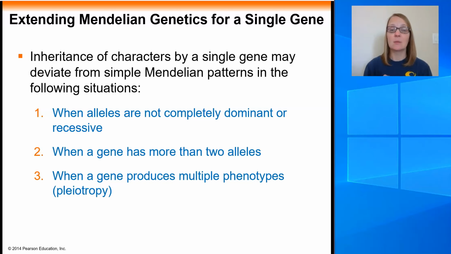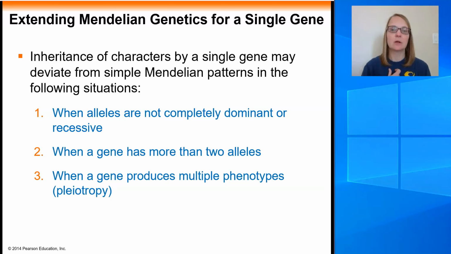Number two, we're going to talk about when a gene has more than two alleles. So far, we've talked about flower color, where there's a purple gene and a white gene, or seed color, where there's a yellow gene and a green gene. It's not always just two versions of that gene. You can have more than two alleles. So we'll take a look at that.